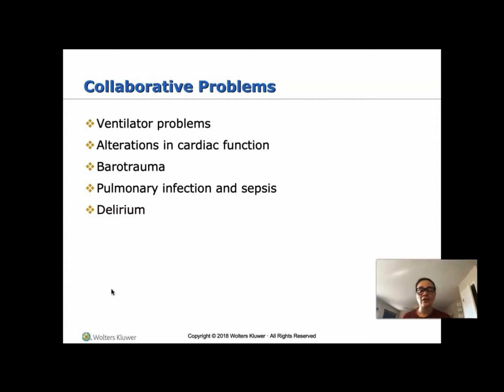Alterations in cardiac function. Everything affects the heart. Everything affects the lungs. Is this patient tolerating this intervention? And their vital signs, when they are intubated because they can't speak to us, are the biggest way they speak to us. You know, is that blood pressure rising? Maybe we need to start a drip. Maybe we need to start medications. Maybe they're in pain. Okay. If we're not able to get that down, we need to figure out some other interventions for this patient.